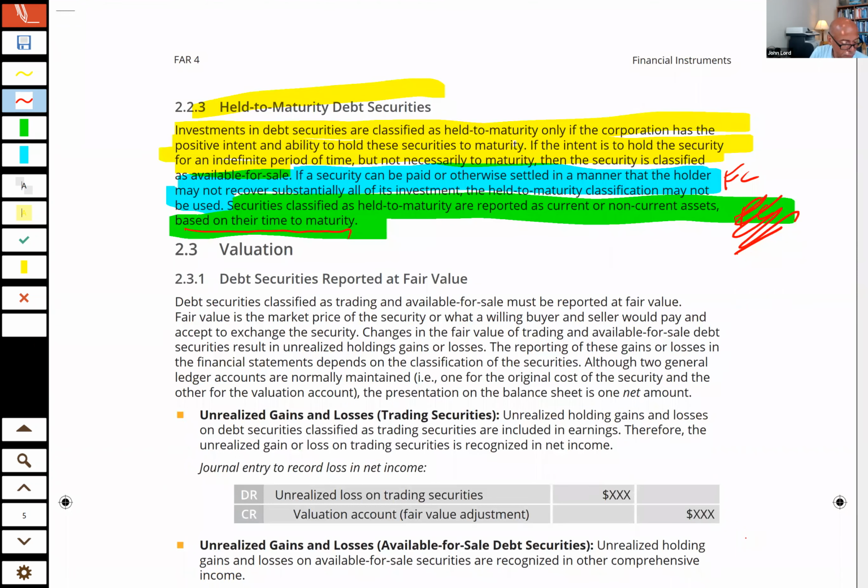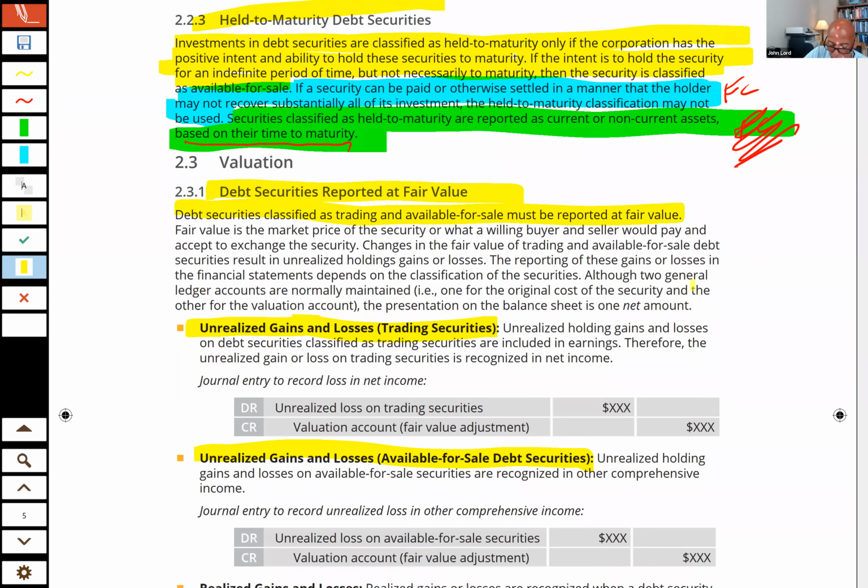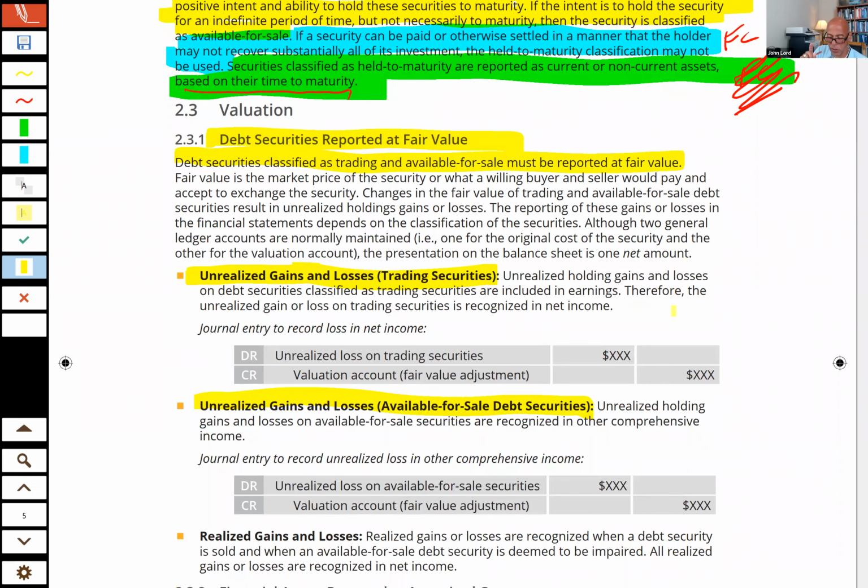Okay, now for the valuation, we are going to see that debt securities are reported at fair value, with unrealized gains and losses, if they're considered trading securities or available for sale securities. Those categorized as trading and available for sale are reported at fair value. So what will happen? We will look at those securities in those two categories, trading and available for sale.